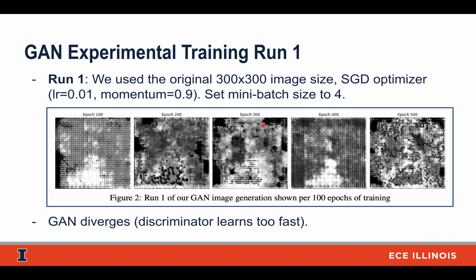For the first run, we use the original 300 by 300 image size, the stochastic gradient descent optimizer with the following parameters, and we set the mini batch size to 4. In this run, our GAN diverges because the discriminator learns too fast. These are the images generated by the GAN in the first run. We can see that the generator is somewhat attempting to learn the distribution of the chest and the lung.